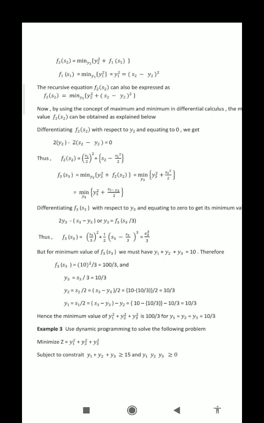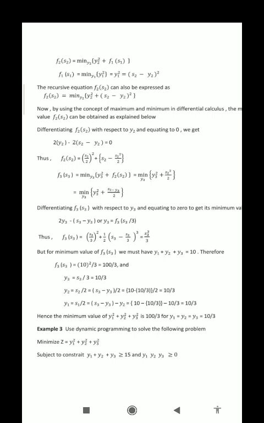Therefore, this is the recursive equation of the second stage problem. Now we consider the second stage problem to find the optimal solution. So f2 of s2 is the minimum of y2 square plus s2 minus y2 the whole square. Using differential calculus, we find the minimum value as follows: f2 of s2 is equal to (s2 by 2) the whole square plus (s2 minus s2 by 2) the whole square. Simplifying, we get the result for the third stage problem: y3 squared plus the second stage function. The recursive equation or the optimal solution for the third stage is obtained as follows.